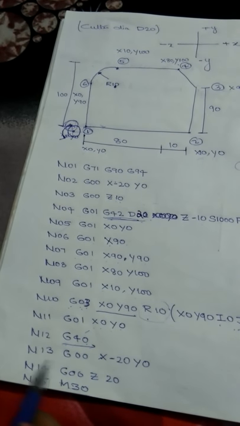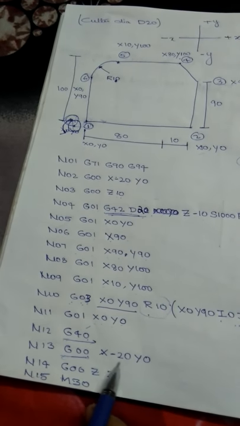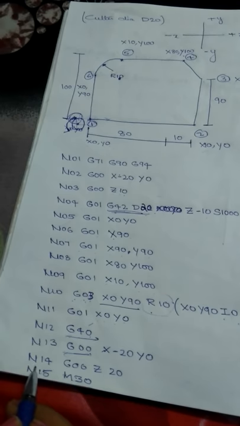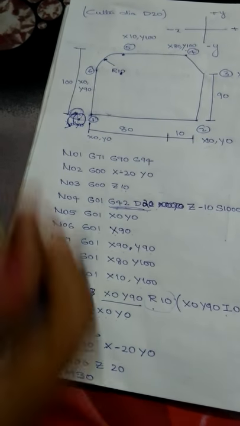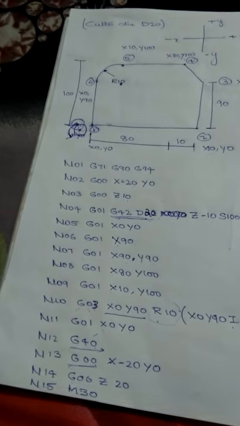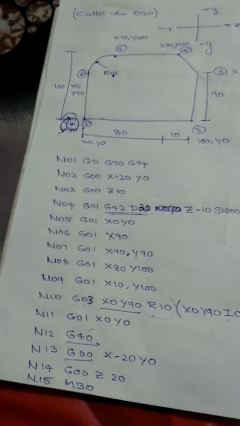Next, we are going for the rapid linear movement, that is X minus 20, Y0. So again it is coming back to its position. Next, G00, Z20, it is moving above the plate, the surface of the specimen. After that, we are just stopping the spindle rotation. Over. Thank you.